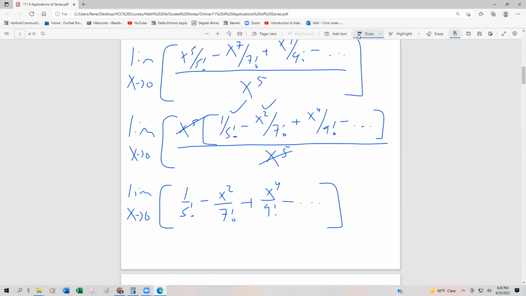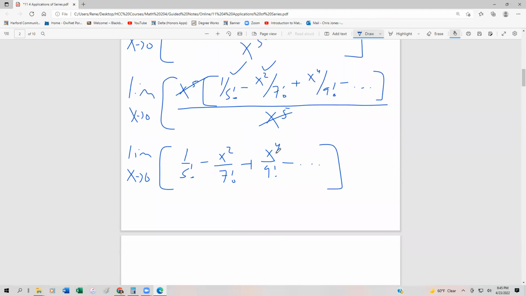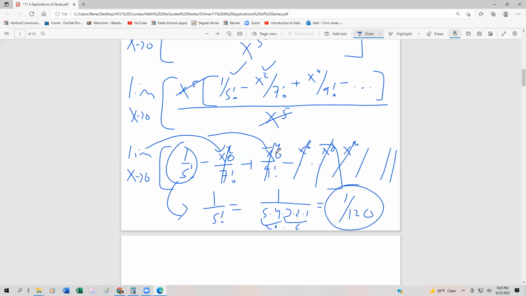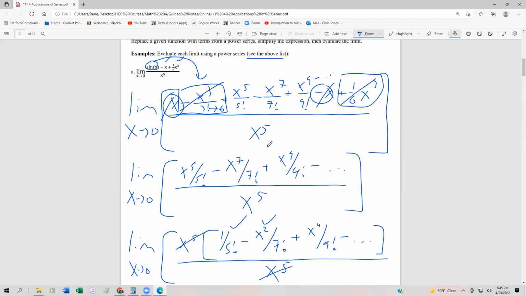Notice what happens when we substitute 0 back in: this goes to 0 and this goes to 0. The next term would be an x to the 6th, which would go to 0, and x to the 8th for the next term, and then x to the 10th, and all those terms cancel out, and this is what we're left with. So we're left with 1 over 5 factorial, which is 1 over 5 times 4 times 3 times 2 times 1, and that's 20 times 6, so 1 over 120. So that's how we can use a power series to help us evaluate limits.